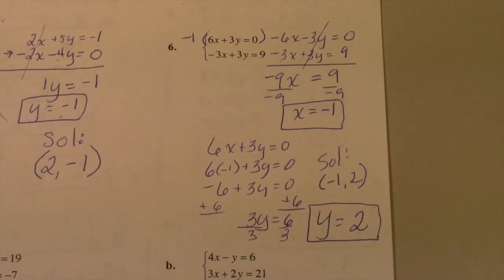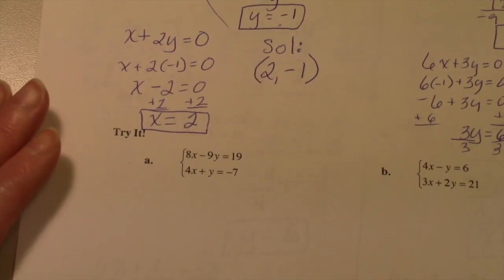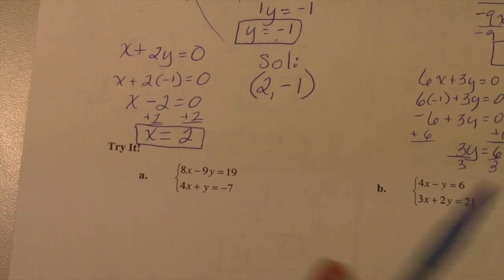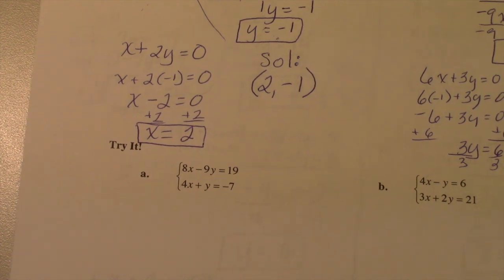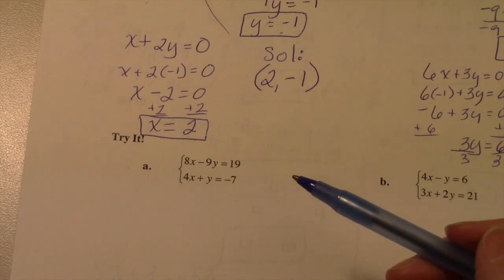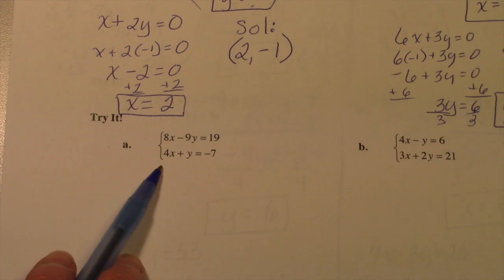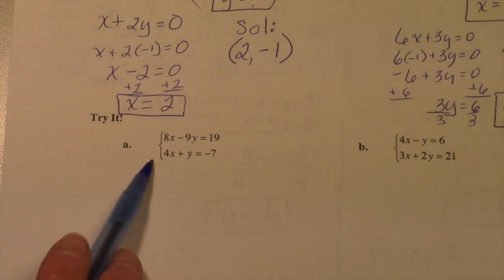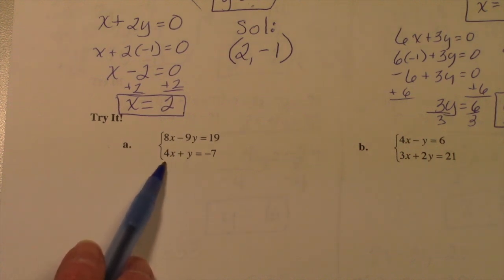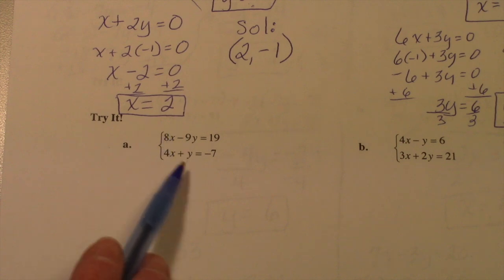Okay? Let's try this one. Oh boy. All right, so, gee, wonder how I can get things to cancel here. Can I get things to cancel? Couple ways. Actually, 2 ways. If I want to cancel the x's, I'd have to multiply the bottom by negative 2. If I want to cancel the y's, I multiply the bottom by 9. Because if I got a positive 9 there, they'll cancel.